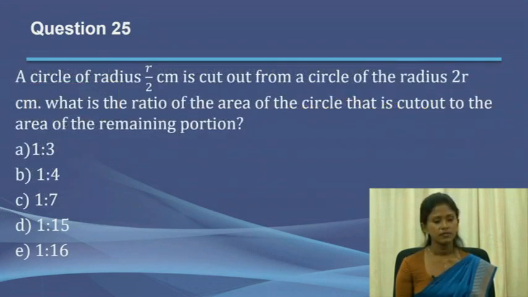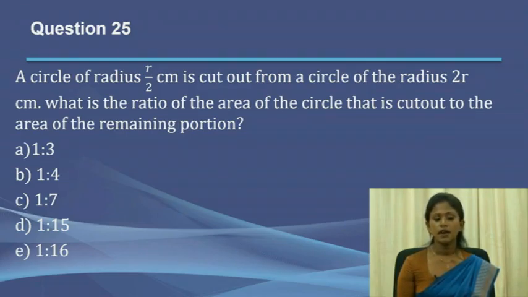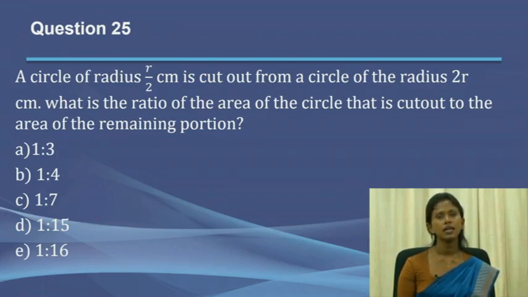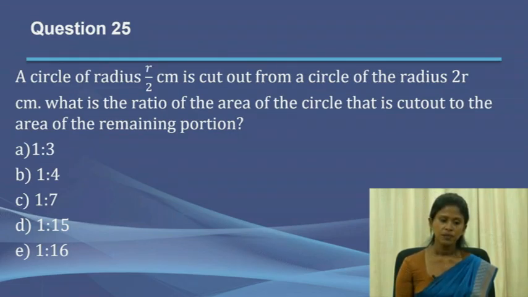Question number 25. What is being asked: a circle of radius r divided by 2 centimeters is cut out from a circle of radius 2r centimeters. What is the ratio of the area of the circle that is cut out to the area of the remaining portion? Basically, this is an essay type question. They have a big circle and they are cutting out a small circle from that big circle. Then they are asking about the ratio of the cut portion to the remaining portion, right? We will move on to the solution.